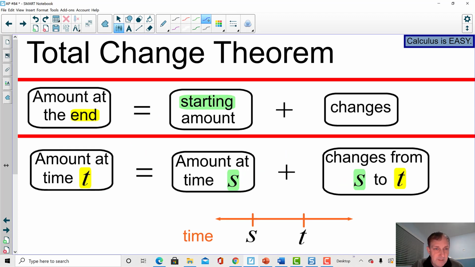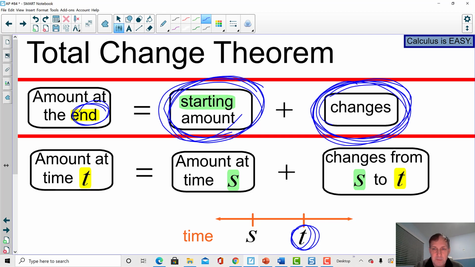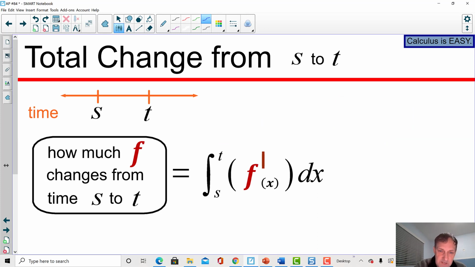All right, now we finally get to the total change theorem. The total change theorem is going to be the changes that we just talked about plus your starting amount. So that would be the amount that you have at the ending value. We're calling it t. You'd have to take whatever you started with and you add those changes. Remember, those changes were, let's go back a slide, those changes were the integral of f prime, and you're going from your starting value of s to your ending value of t.